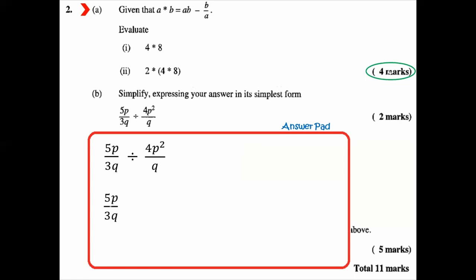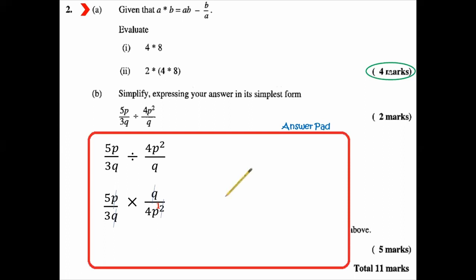And what we're going to do is change the sign to multiplication and reciprocate the fraction on the right. And when we do that, all we need to do is cancel what can be canceled. We're not finding any LCM in this situation here, right? So we have q canceling that q there. We have p canceling one of these, right? Leaving only one p, or p to the first power, sorry.